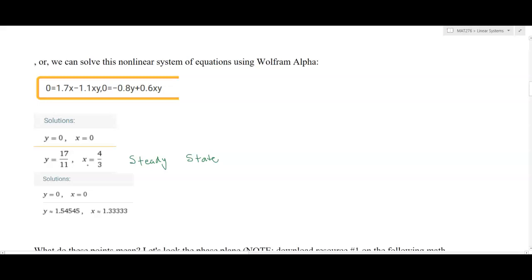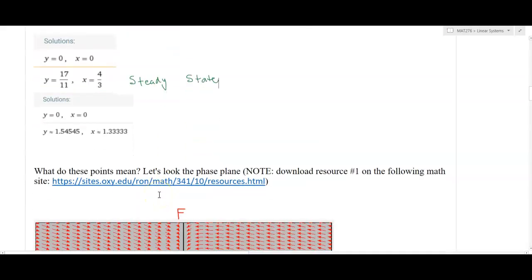And so it appears that the system is not creating any changes in x or y. The populations are still changing, but there's a zero net change. And so we can think about that as a steady state. So we can actually look at this to see what's going on. I found a pretty good applet.